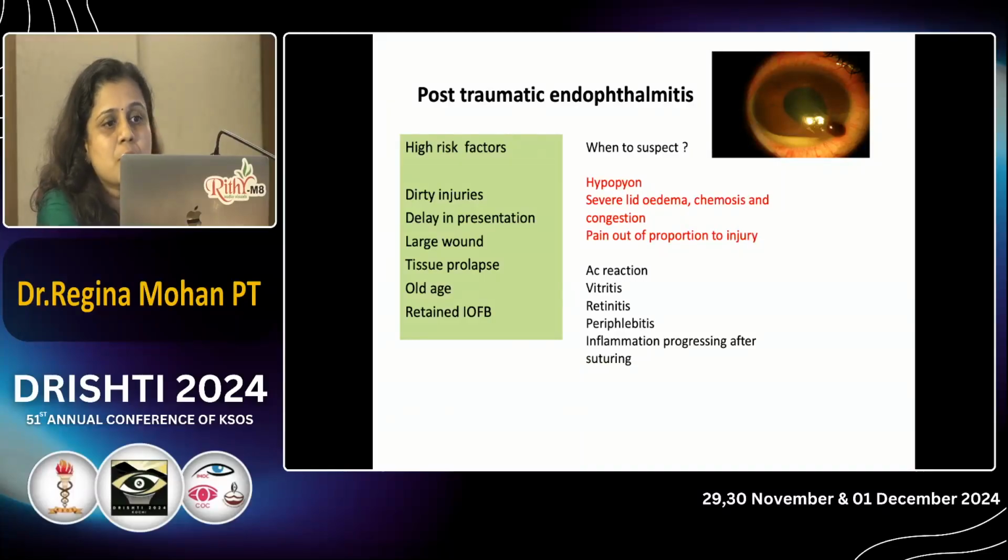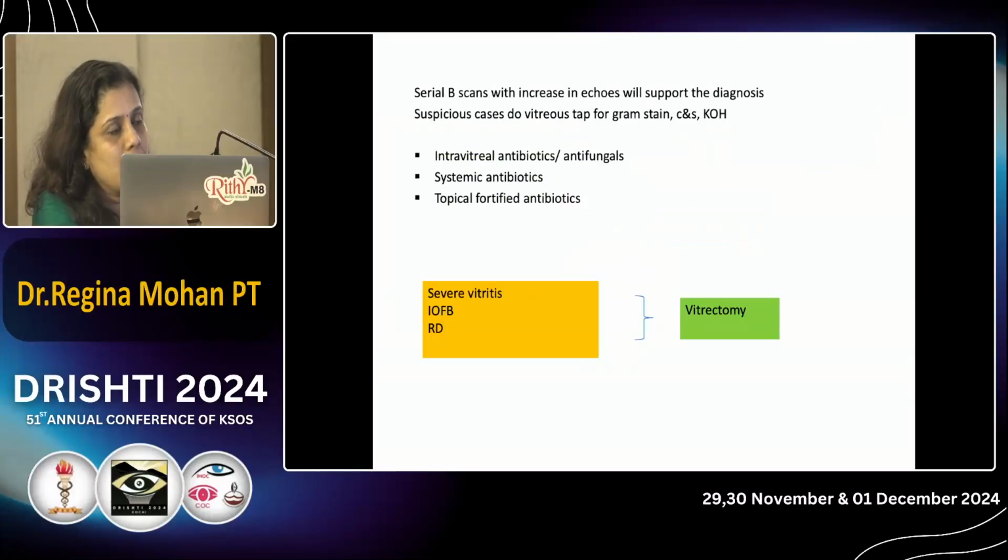And when should you suspect a post-traumatic endophthalmitis? When there is hypopyon, severe clinical symptoms even after your initial treatment, or pain out of proportion to the injury, you should suspect endophthalmitis. And you should start with the regular endophthalmitis treatment like topical fortified drops and systemic antibiotics, and with severe vitritis, IOFB and RD, you can always opt for a vitrectomy.